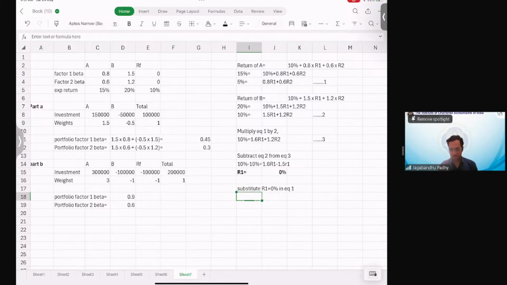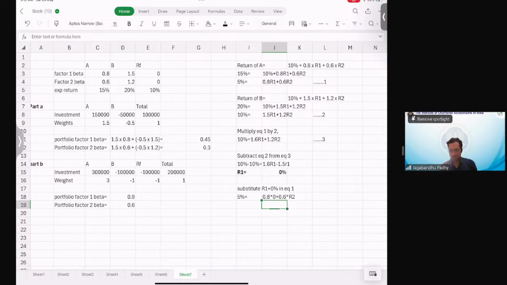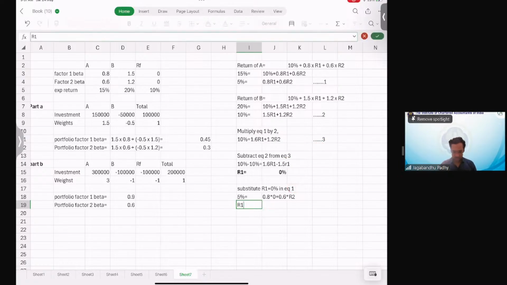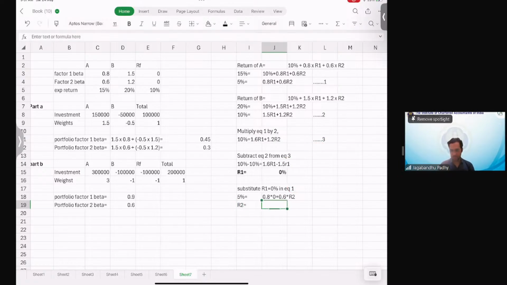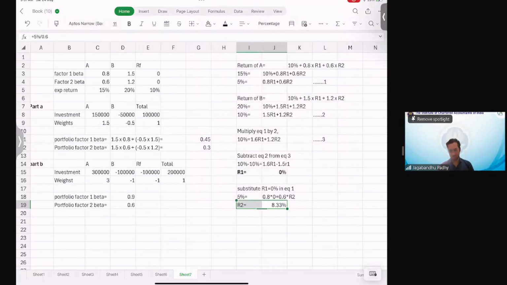So I'm just doing it, let's say, in equation number 1. That will be 5% is equal to 0.8 into 0 plus 0.6 into R2. Right? So you can say the risk premium for the second factor will be 5% divided by 0.6, which is 8.33%. So the risk premium for the second factor is 8.33%.